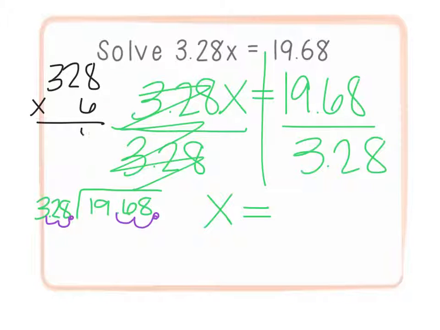6 times 8 is 48. 6 times 2 is 12. Plus 4 would be 16. And then 6 times 3 is 18, plus 1 is 19. So 1,968. Ooh, fancy that. It fits in perfectly. So then I would just bring up my decimal and it'd be a 0. So my solution is x equals 6.